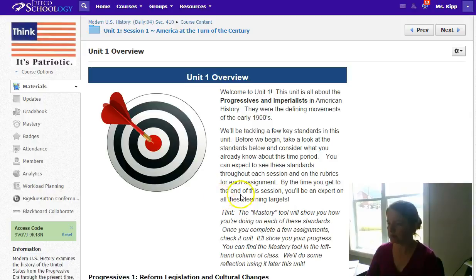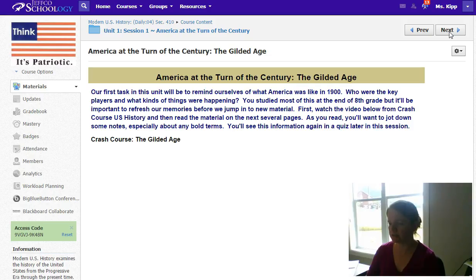The Mastery tool won't really show you a whole lot initially, but once you've completed a few assignments, even at the end of this session, it'll have some information in there for you, which is really cool. It gives you something other than just your grades to see how you're doing and what you're understanding in class. Okay, so that is the standards.